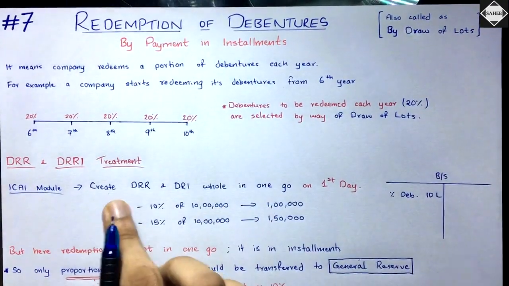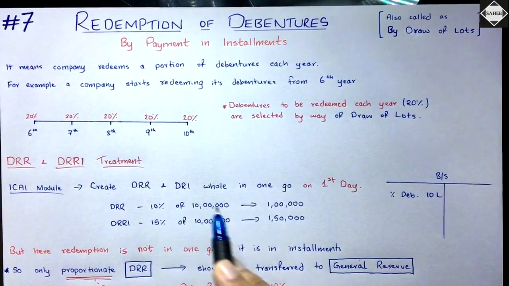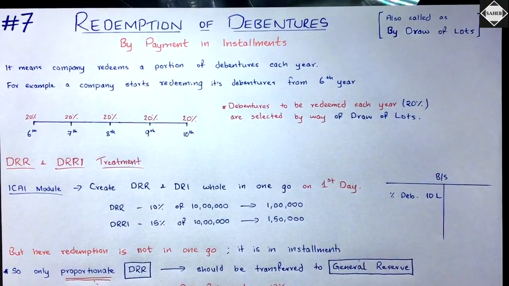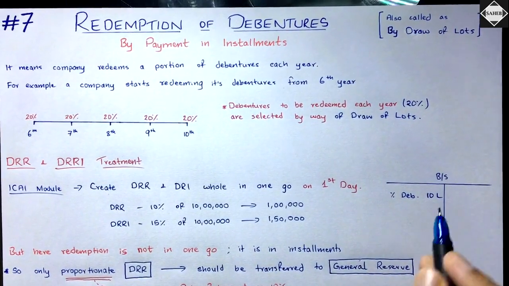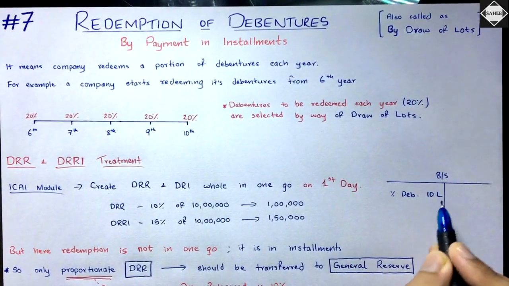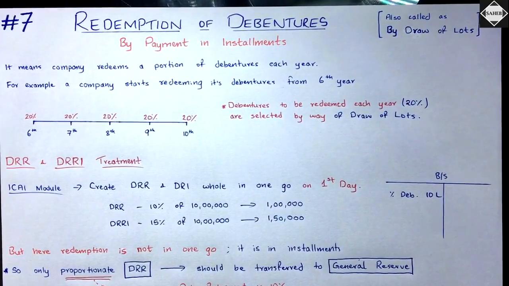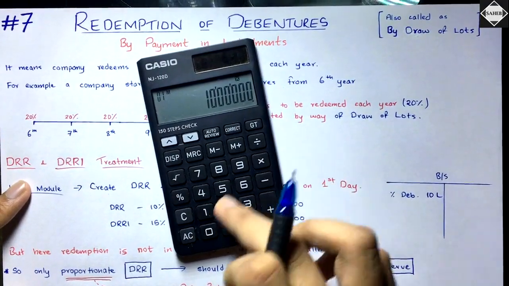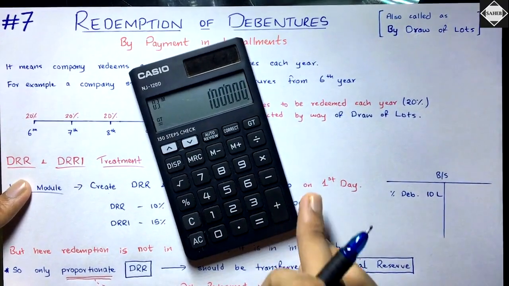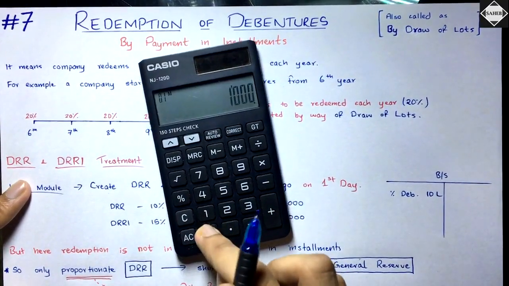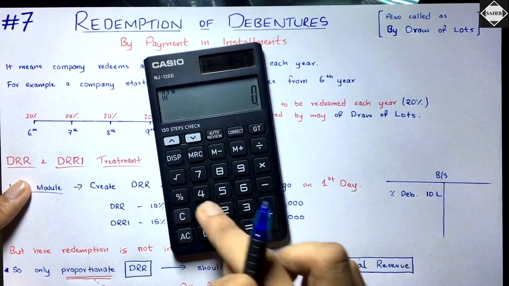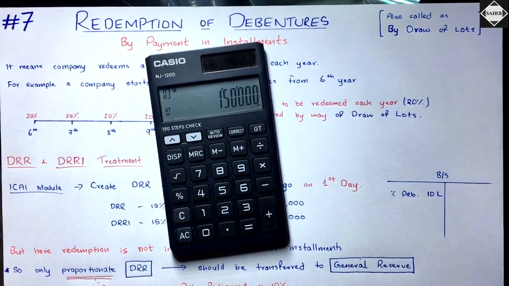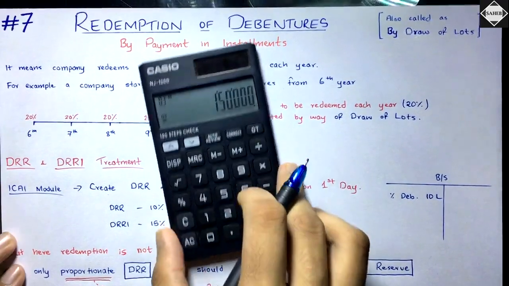Yeah, you have to create the DRR and DRI whole in one go, in full, on the first day itself. For example, if in the balance sheet you have 10 lakh face value of debentures, then of that 10 lakh you will take 10%, that's your DRR, 1 lakh, and then 10 lakh into 0.15, that's your DRI, 1,50,000. Is that clear? So this is what you have to do in the payment in installments method.